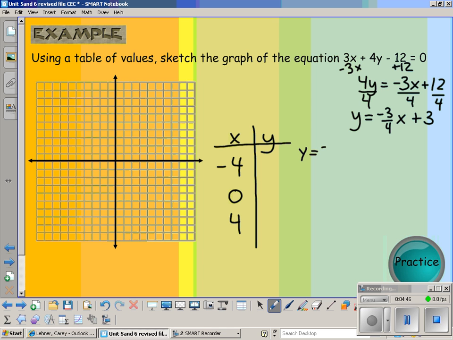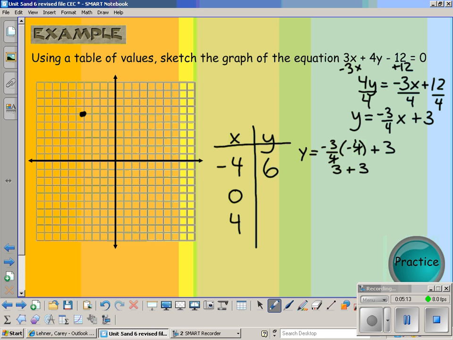So we substitute negative 4 into the x spot. And notice how when you go to multiply these, the 4's will cancel out, and this will just be a 1. So we will have negative 3 times negative 1 is positive 3, and 3 plus 3 is 6. So we will go 4 on the x's and up 6, and we will put a point.